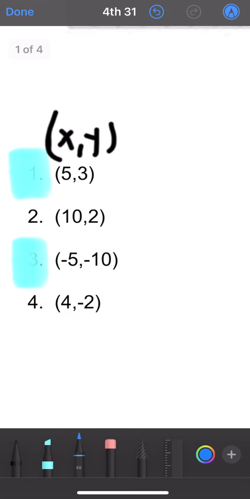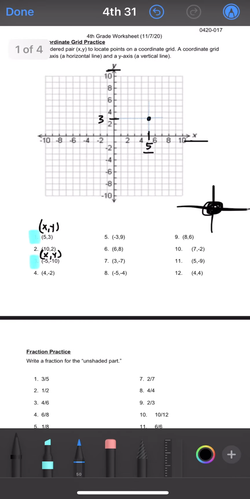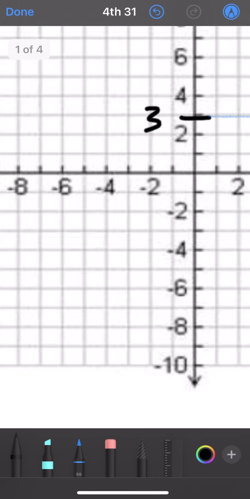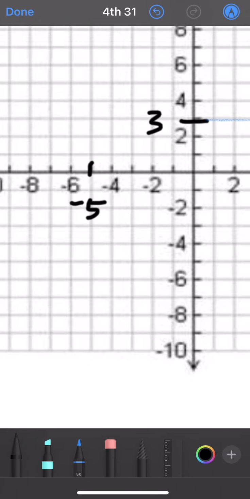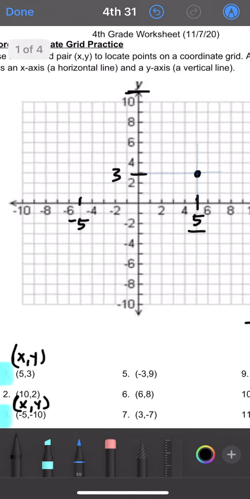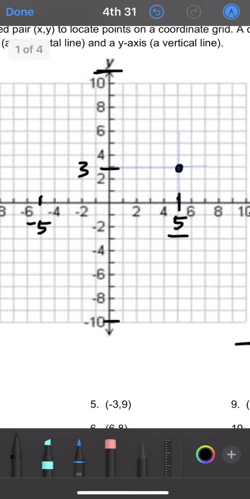So again, this is our x point and this is our y point. -5 is right here. And then we're looking for -10 on the y, which is right here. So again, we're going to plot our point where they intersect, which is going to be right here. And we see that because 5 goes all the way down and 10 goes this way.